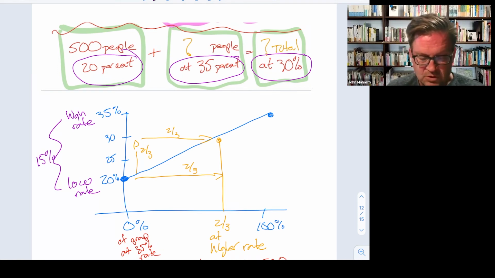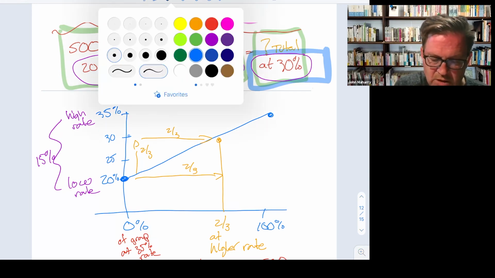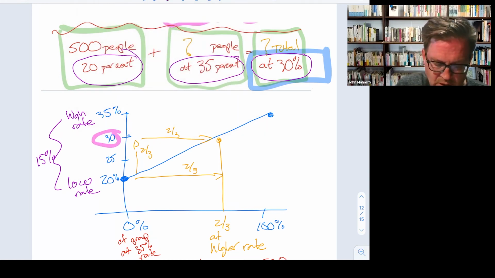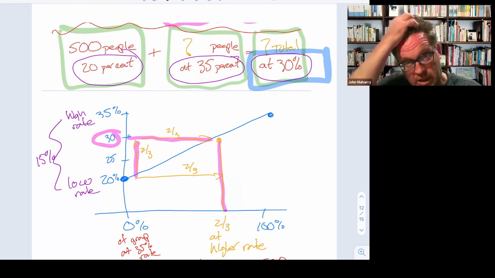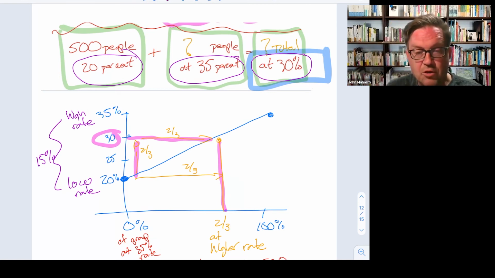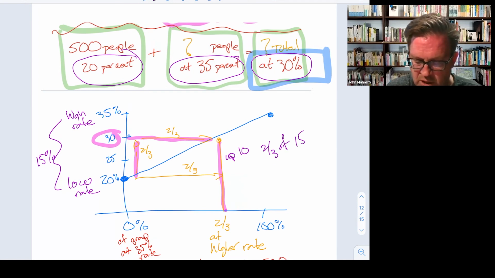And what we've got in our mixture over here is 30%. So 30% is right here. Let me switch colors. 30% is here. And at that height, we're 2/3 of the way up. So we go 2/3 of the way over, and 2/3 of the people are at the higher rate. Right? So 30% is, let's say, up 10, which is 2/3 of the 15 from the low to the high.